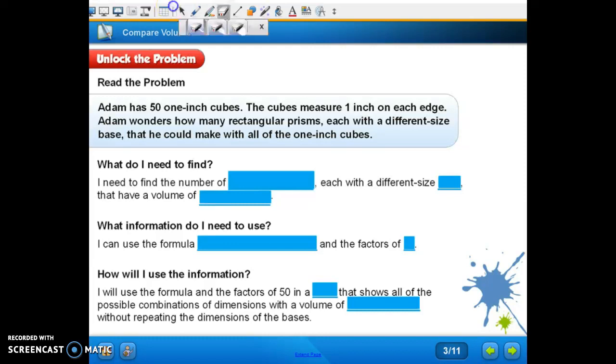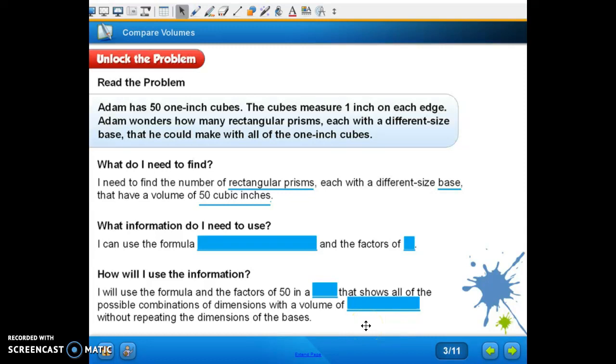I need to find the number of rectangular prisms, each with a different size base. What's that word going to be? Base. Each with a different size base that have a volume of what? 50. What information do I need to use?